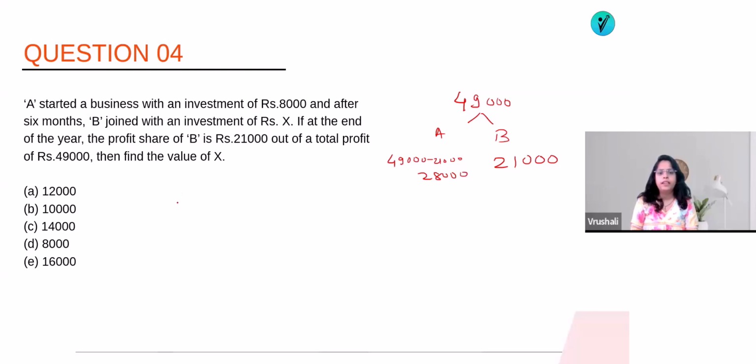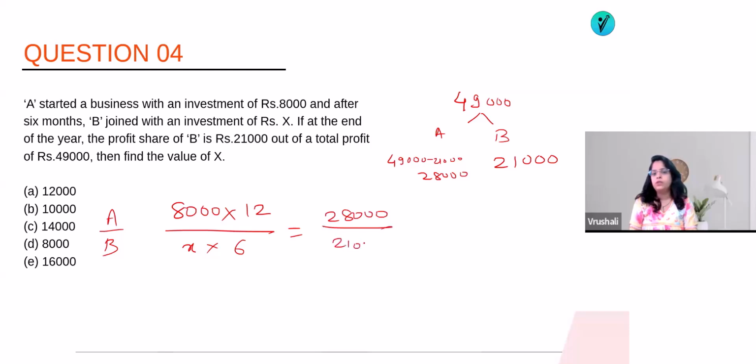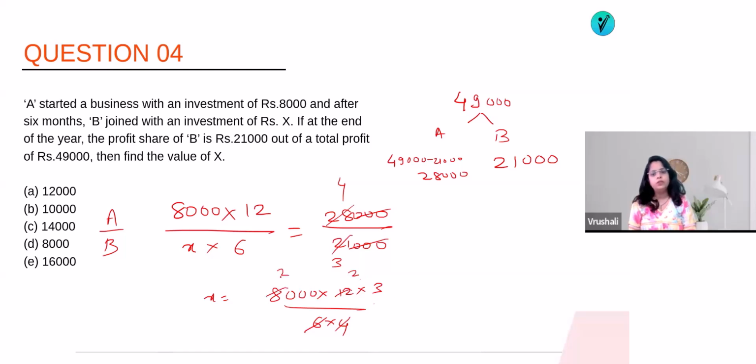So what is the investment of A? 8,000. He has invested for the complete year, meaning 12. Divided by, for B, if we say the investment of B is X, he has invested for 6 months, and the profit is in the ratio of 28,000 to 21,000. That means these 3 zeros cancel. 7 4s are 28, 7 3s are 21. So what will be the value of X? X will be equal to 8,000 into 12 into 3 divided by 6 into 4. So 6 ones are 6, 6 twos are 12. So B has invested 12,000 rupees.